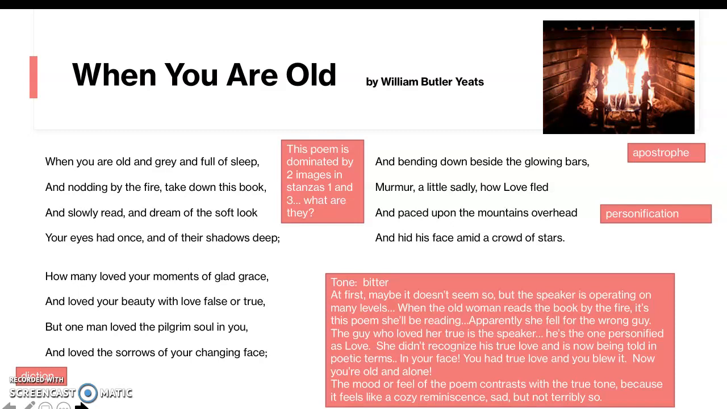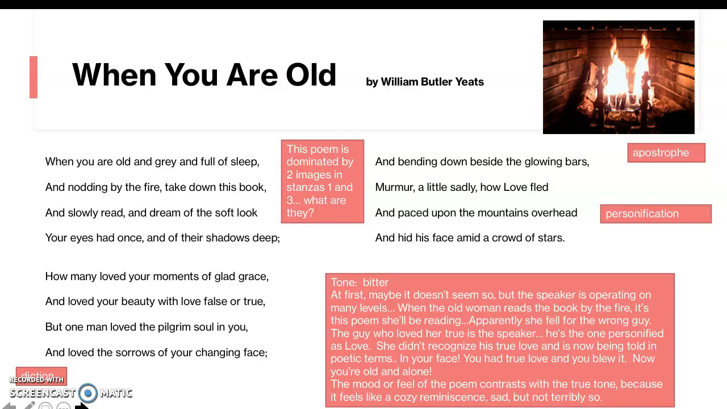All right. When he tells her, "when you're old and gray and full of sleep and nodding by the fire," you're going to take down this book and you're going to read this poem. Okay? So think about that for a second. His second stanza says, you had lots of guys who loved you, but there was one guy who really loved you. Third stanza says, you didn't get true love because true love fled away from you. You must have picked someone else and banished true love to the mountains.